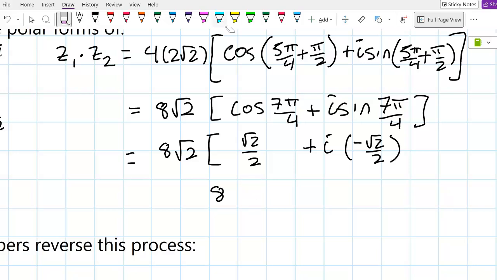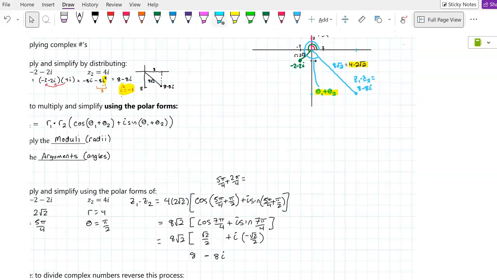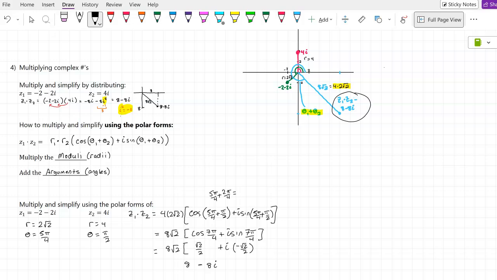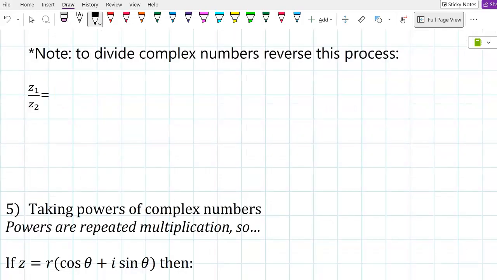Minus still stays, so we get 8 minus 8i, which is the exact same answer that we got when we multiplied it out the long way, and it's the same point on the complex plane. So there's two completely equivalent ways to get that product. If you want to divide two complex numbers, you just reverse this process.